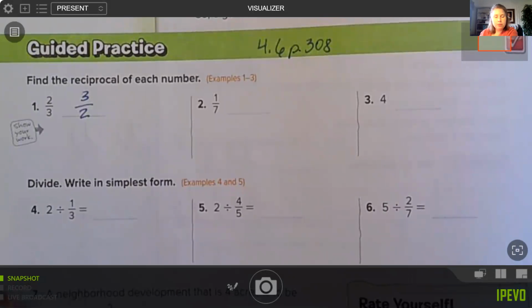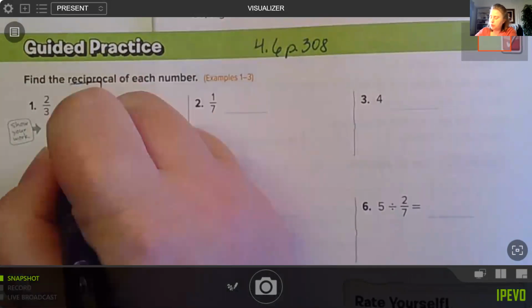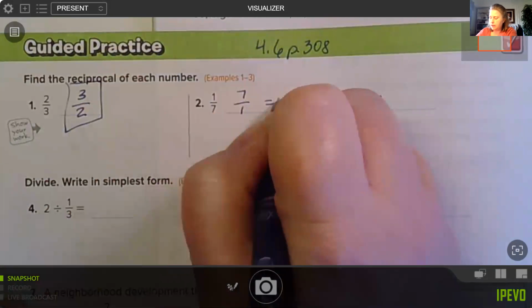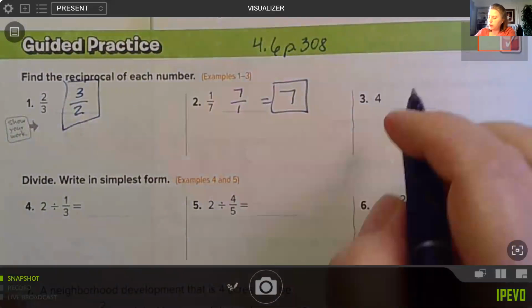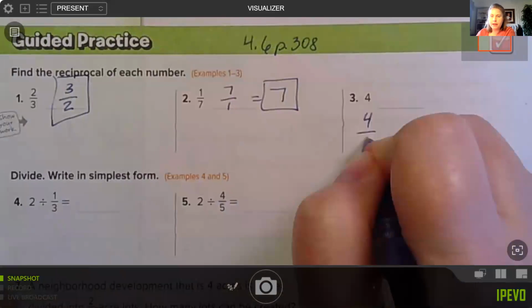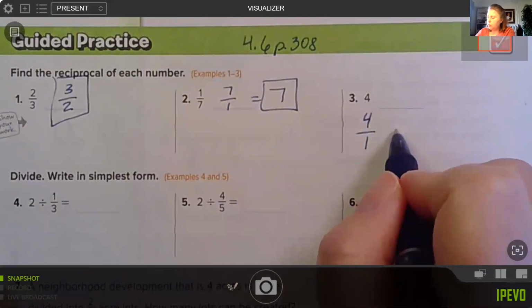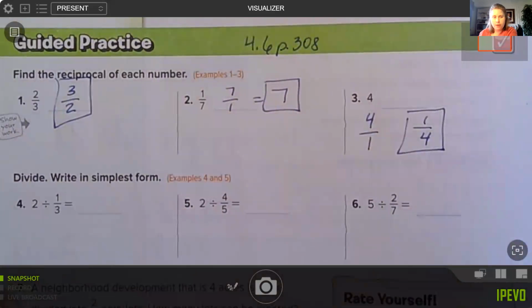Then what is the reciprocal of 1/7? The reciprocal of 1/7 would be 7/1, which we would write as 7. Okay, 4 is a whole number, so as a fraction we would write that as 4/1. So its reciprocal would be 1/4. So the reciprocal of 4 is 1/4.